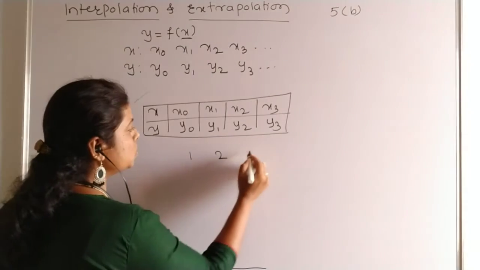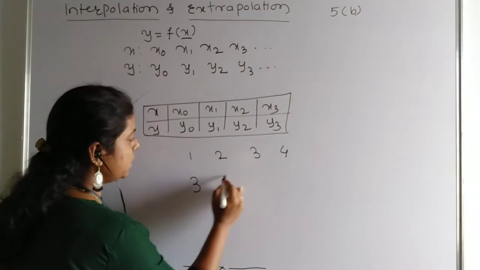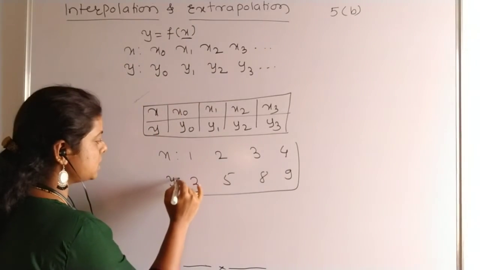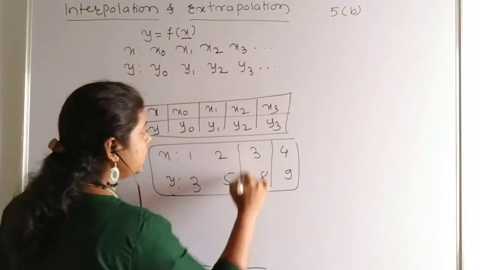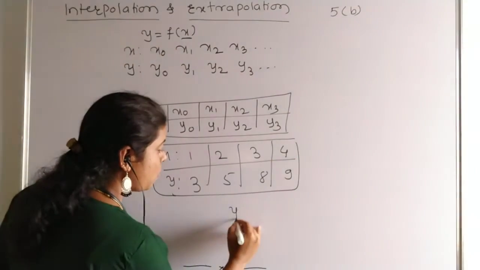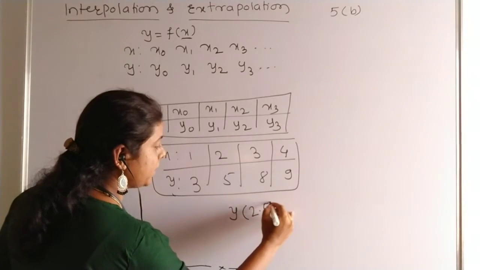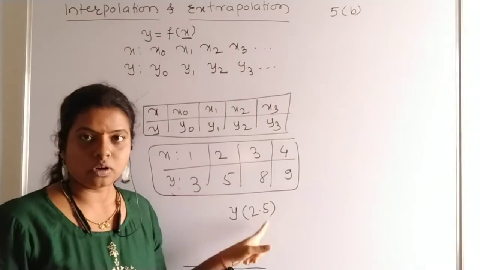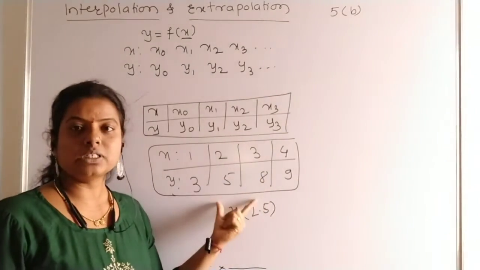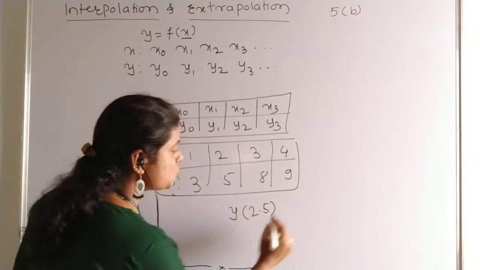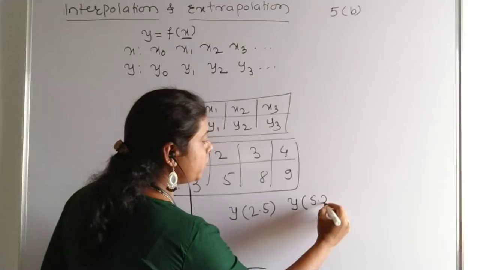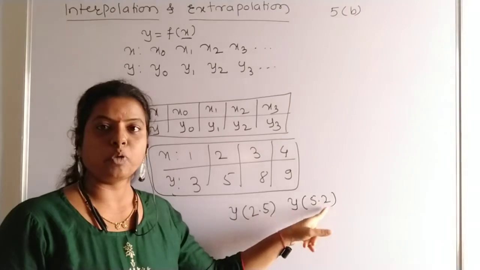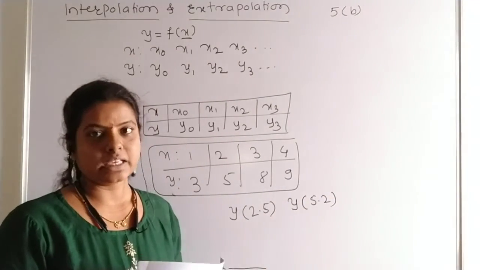For example, x is 1, 2, 3, 4 and y is 3, 5, 8, 9. If they ask to find y of 2.5, that is in between 1 to 4, so the given function is interpolation. If they ask to find y of 5.2, this is after the 4, so we call it extrapolation.